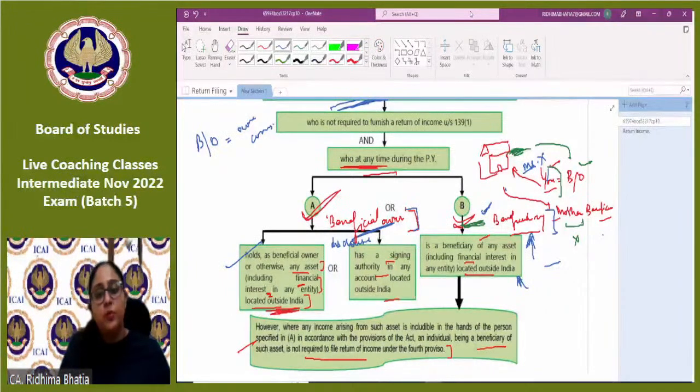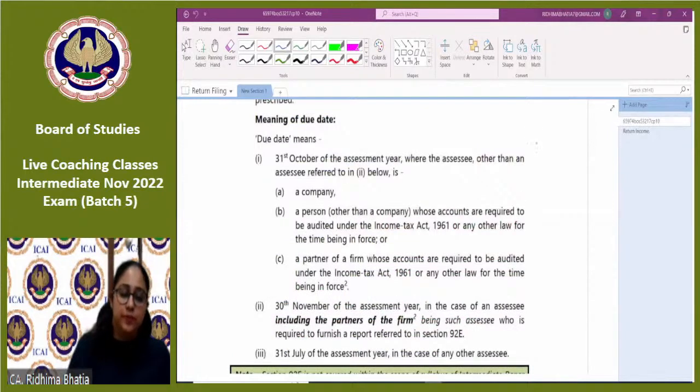Next question would come in your mind, ma'am, by when the income tax return has to be filed, right? There should be a due date to file the return of income. What is that due date? तो ड्यू डेट बहुत सिंपल है.